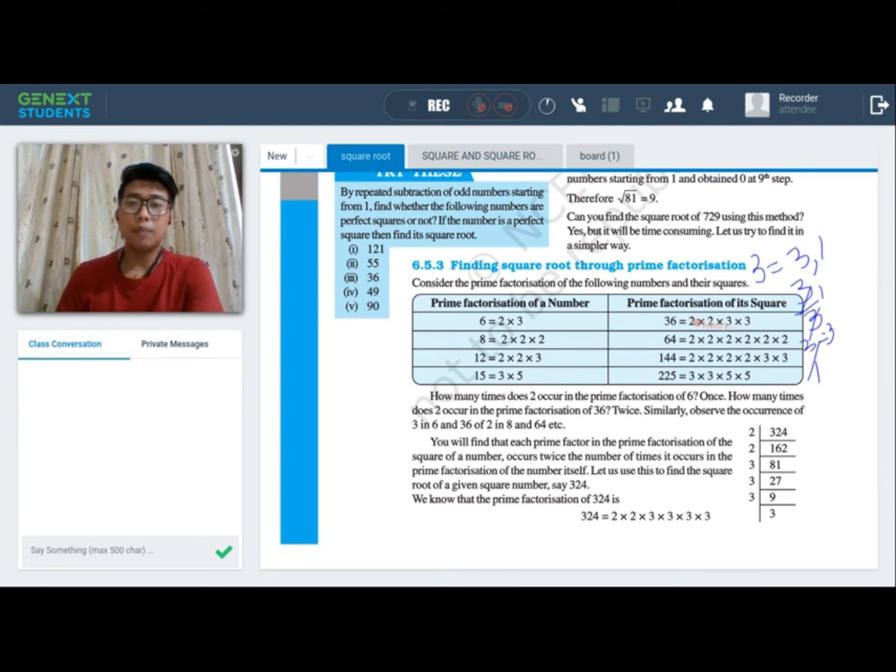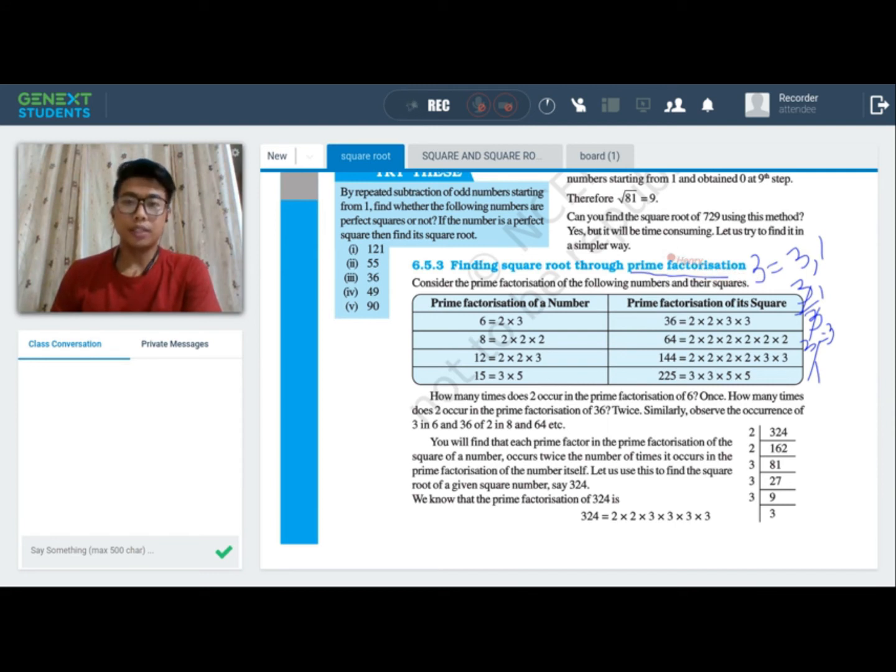Similarly, we have prime numbers such as 2, 3, 5, 7, 11, and so on. Let me remind you, 2 is the only even number which is a prime number. The rest of the even numbers are not prime numbers. So what do we call these numbers which are not prime numbers? We call them composite numbers.